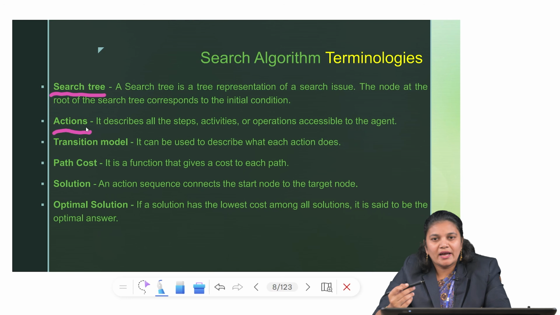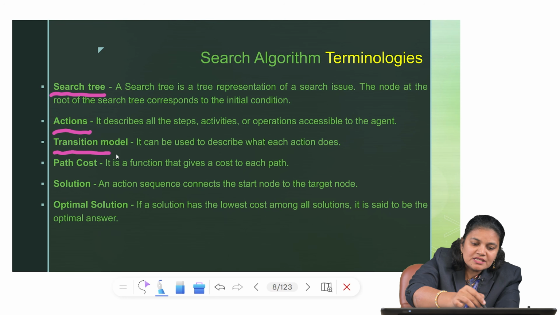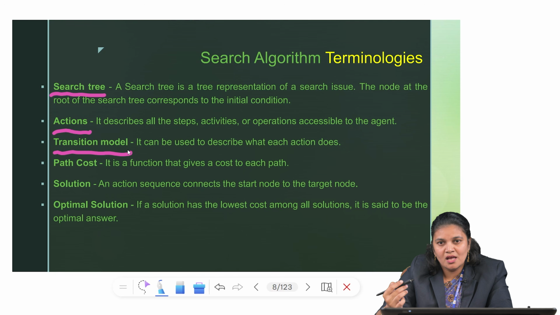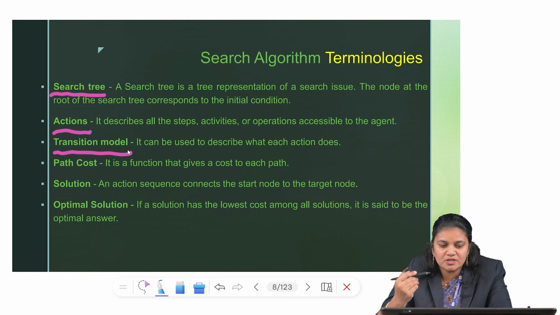Actions. I have mentioned that 4 different actions can be performed in that 8 puzzle problem: up, down, left, and right. So we can go with any action. Each action will take us from one state to another state. That transition, we call it a transition model. Transition from one state to another state depends upon the action which we do.